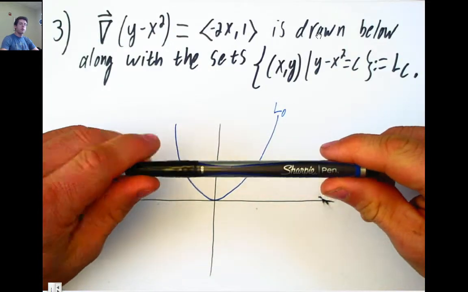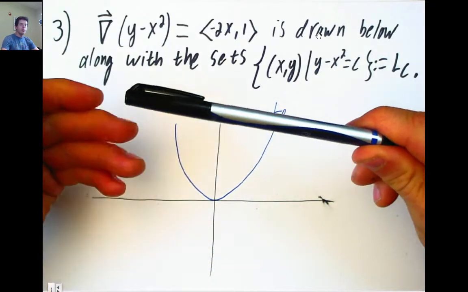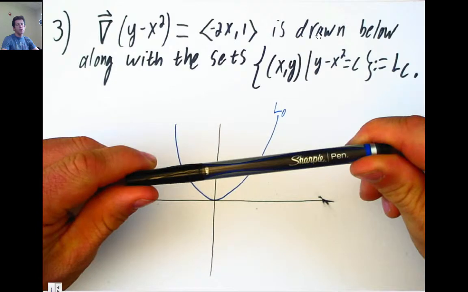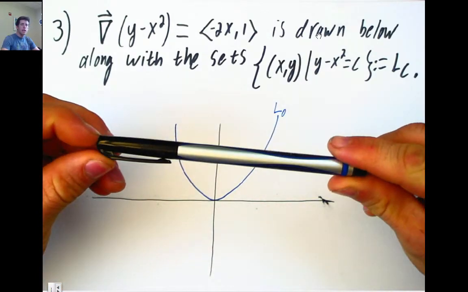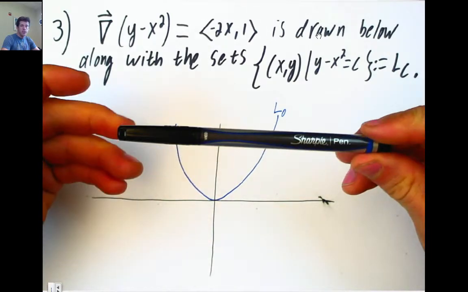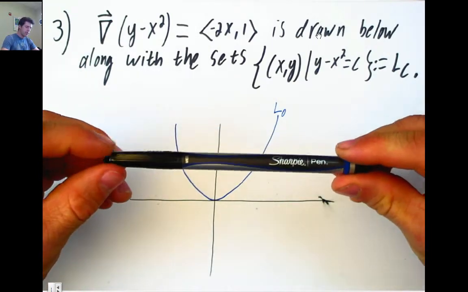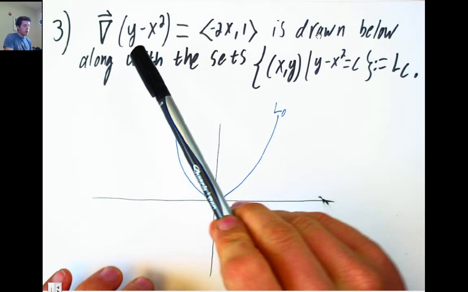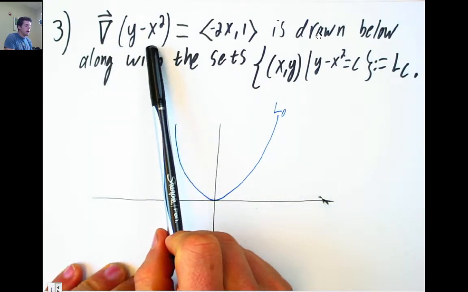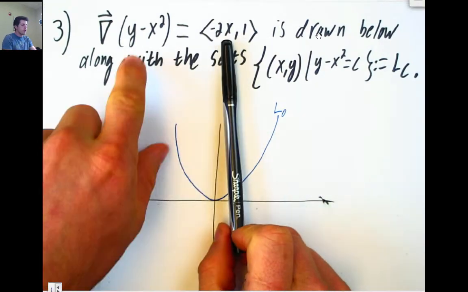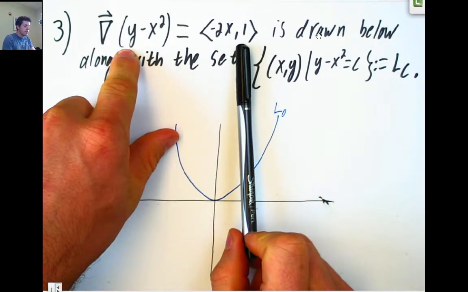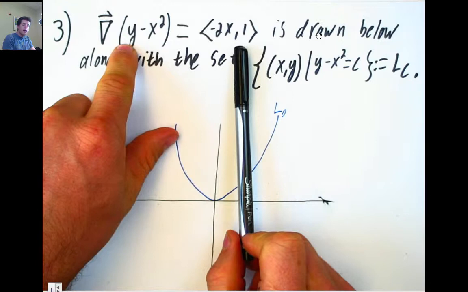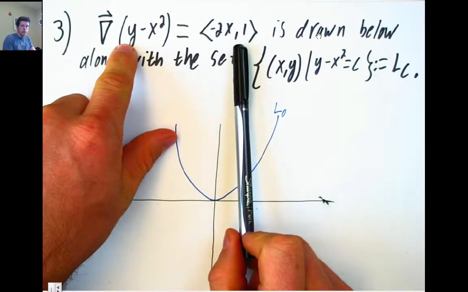This time, for number 3, I've decided to ignore, in a sense, the book's instructions to plot just a single vector and a single level set for a function. So instead, I'm going to say that the gradient of y minus x squared is negative 2x, the derivative of this thing with respect to x, in the first component, and 1 in the second component, the derivative with respect to y. And that, my friends, is a function.